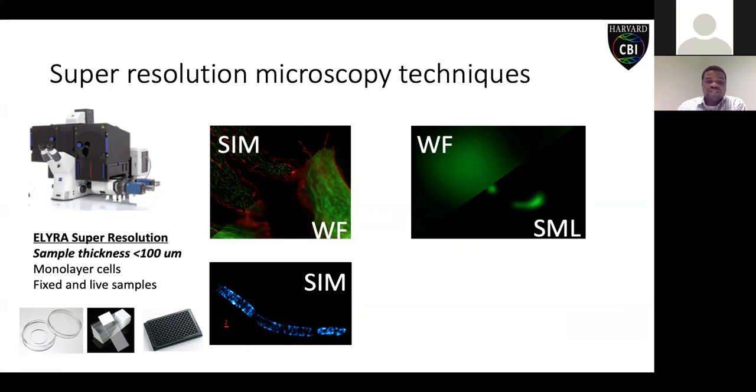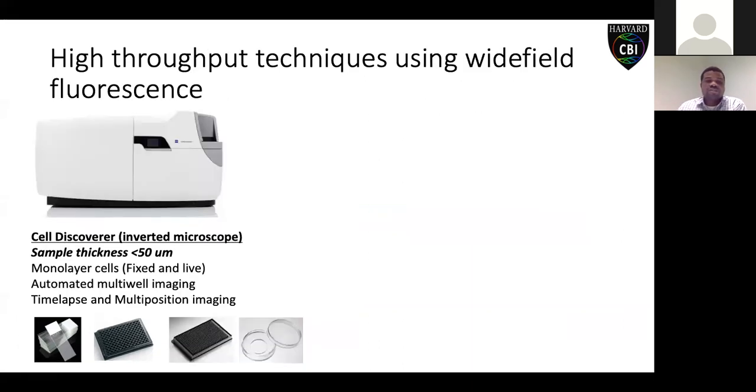So any application between wide field all the way to the super resolution microscopy, you have different applications and different microscopes that can help you to distinguish your data and improve the resolution of your features that you're looking for.